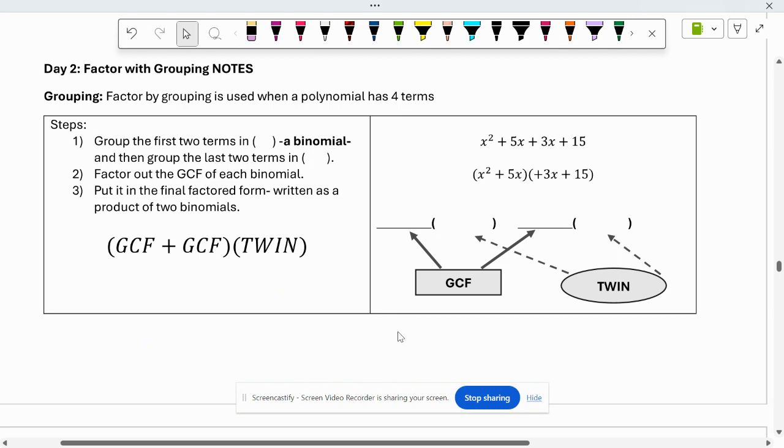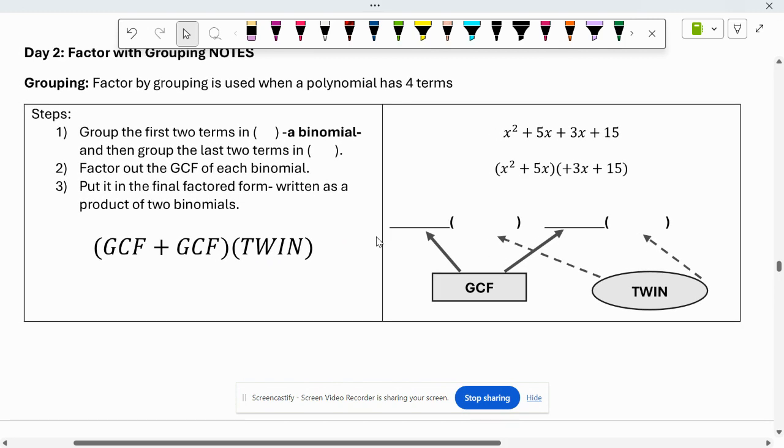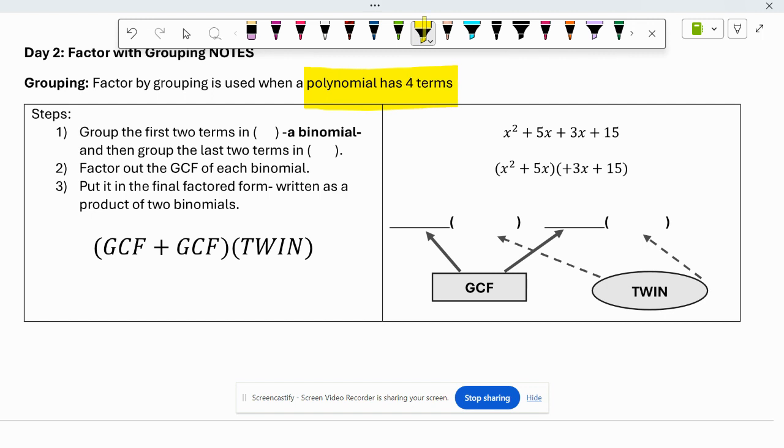So today we're going to factor by grouping. We factor by grouping when our polynomial has 4 terms. So I would like you to underline that in bold, maybe put a box around it. This is important. We use grouping when our polynomial has 4 terms. Okay, so the steps, and I tried to make sure that the steps make sense because I think it's important for you guys to use them.